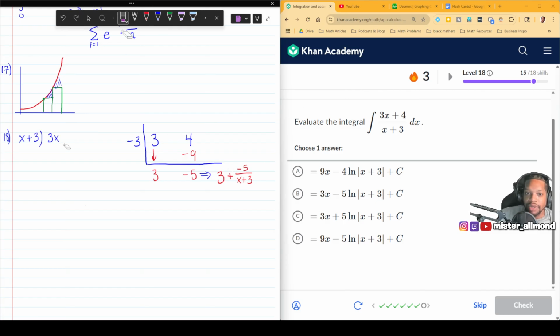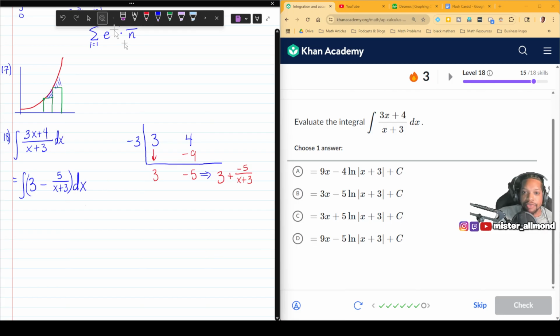So my problem then becomes, let's write this out. I'm trying to integrate 3x plus 4 over x plus 3 dx. Which is the same thing as the integral of 3 minus 5 over x plus 3. Okay, that makes sense.